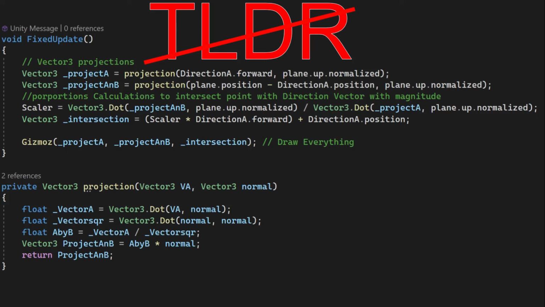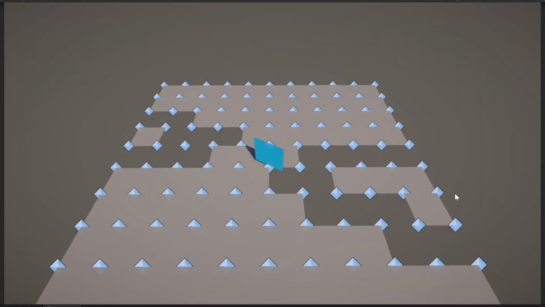If you got a cleaner way to write this code, feel free to keep it to yourself. Stay tuned to see what I use this code for.